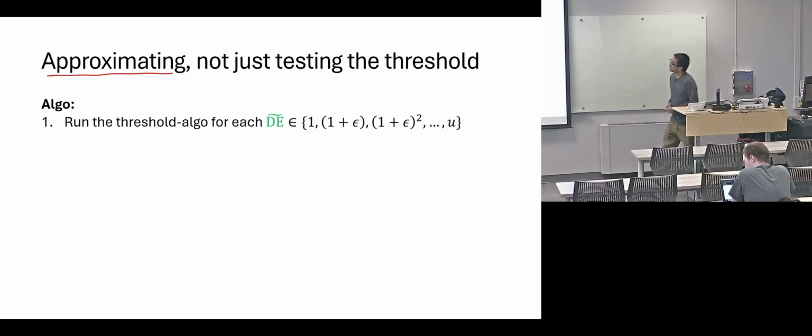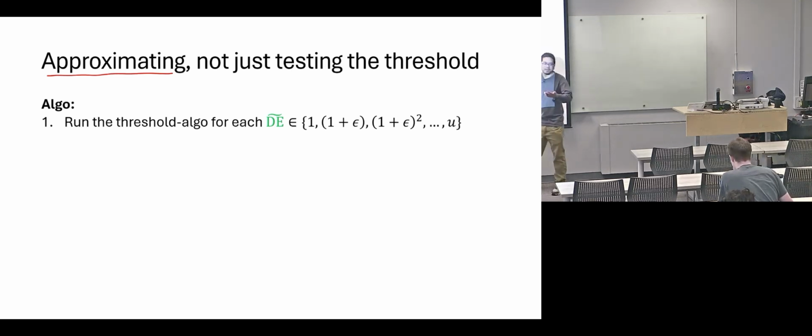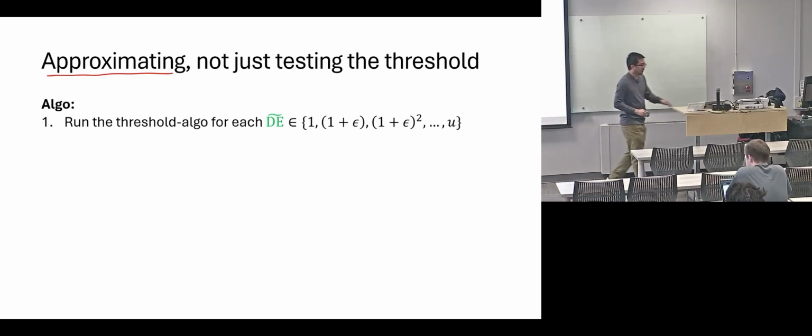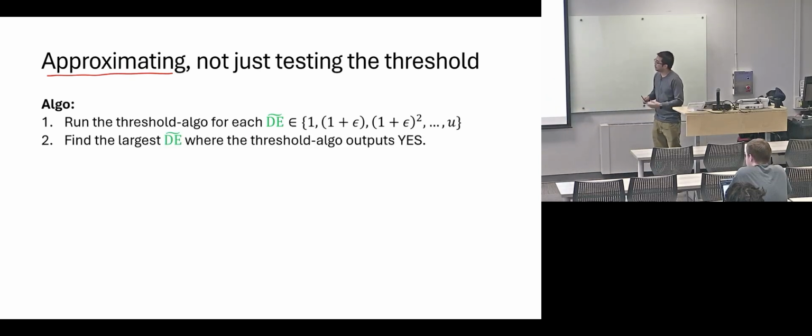What I'm going to do is just run the algorithm for each threshold, for many thresholds. The thresholds are 1 plus epsilon, (1 plus epsilon) squared, cubed, and so on, up to u. Where the gap between each threshold is a 1 plus epsilon factor. And then just find the largest threshold such that the algorithm still says yes and return that.